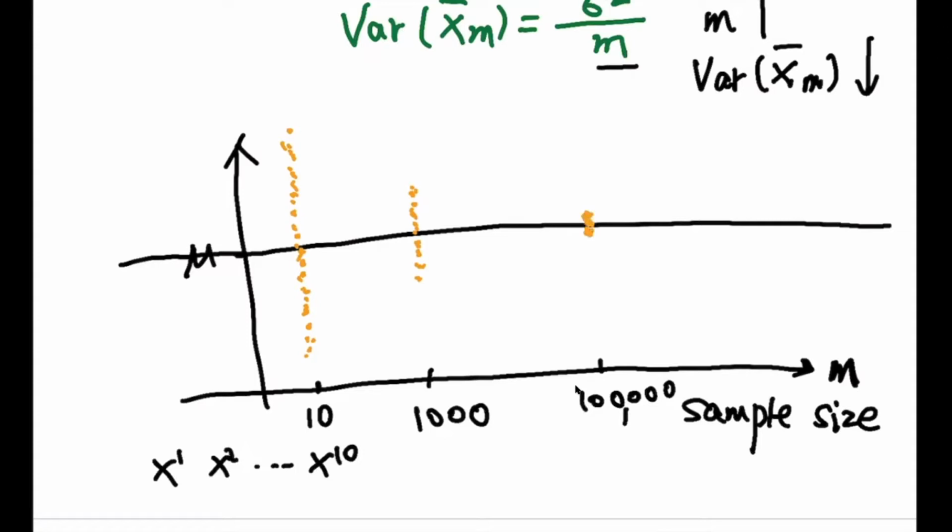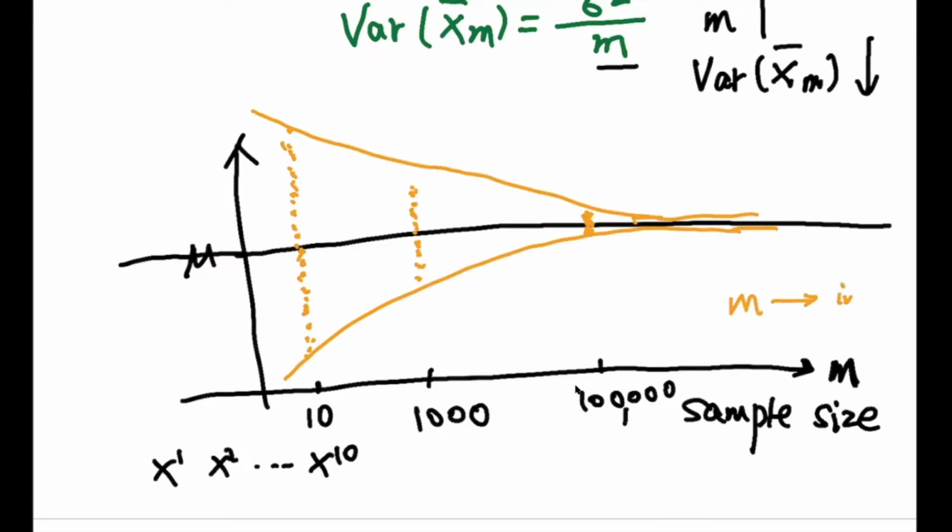So this is what the law of large numbers is telling us. It's telling us that the sample mean will converge to the expectation as the sample size m goes to infinity.